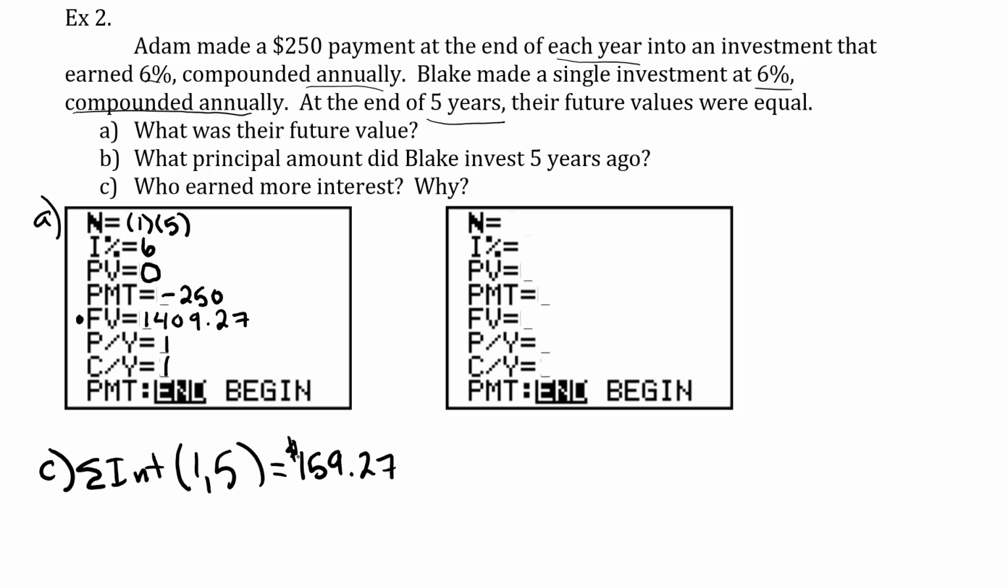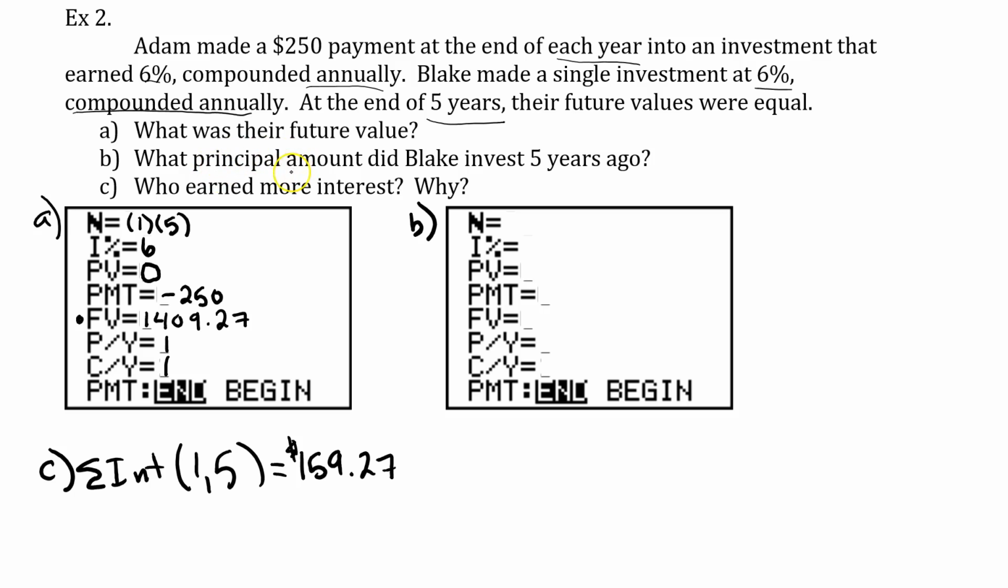Just as a bit of an aside, calculating the interest based on payments is a lot more difficult than finding the interest collected with one lump sum. You can't just say, okay, $1,409.27 minus 0 or minus 250. You have to consider that there are 5 payments made here. So it's a lot easier actually, when we have the payments here, to use our SUMINT function. Cool.